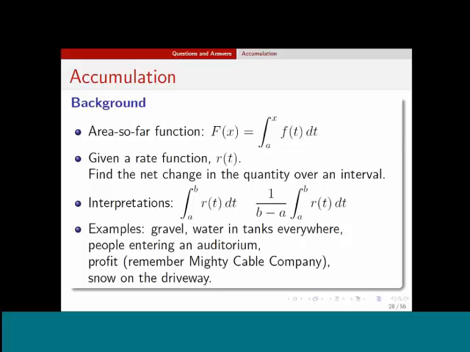We had a question a while ago that involved people entering an auditorium. We had a question involving profit. Remember the mighty cable company? I think that was the name of the company in the question. And we even had one involving snow on the driveway with a piecewise defined function that had 3 pieces.